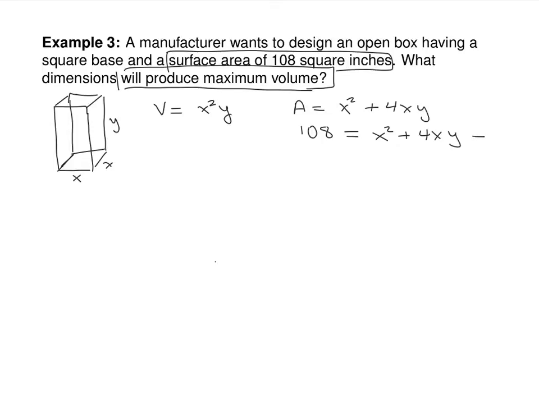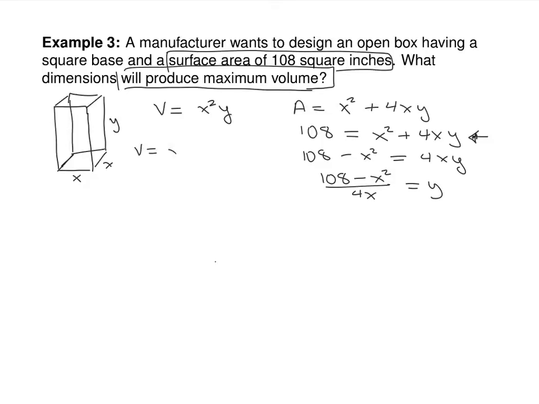So solve this for the easiest variable possible, which is probably h. Oh yeah, in your case h, in my case y, yes. 108 minus x squared equals 4xy, or 108 minus x squared all over 4x equals y, right? Does that make sense? And then put that in the other equation.